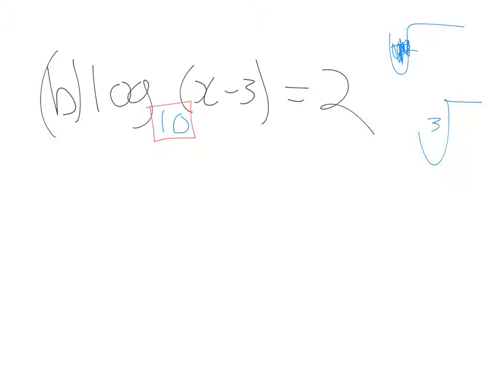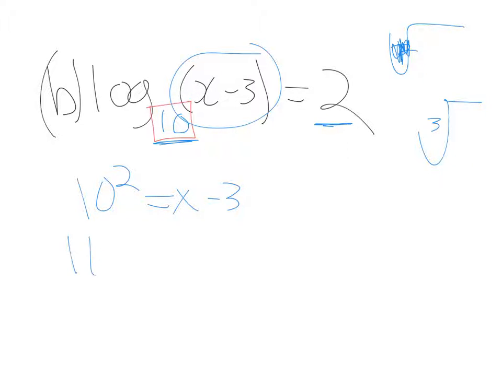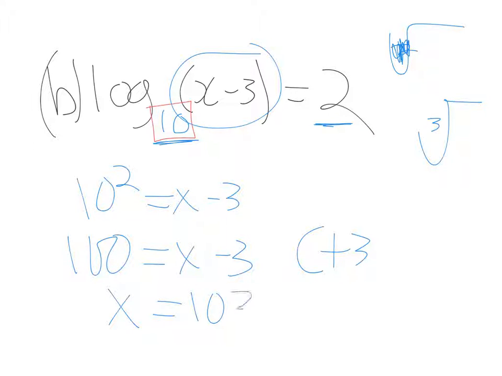Okay, so how do we do this? I need to isolate x minus 3. My base is 10, my exponent is 2. 10 to the 2 equals x minus 3. 100 equals x minus 3. I add 3, and I get x equals 103.